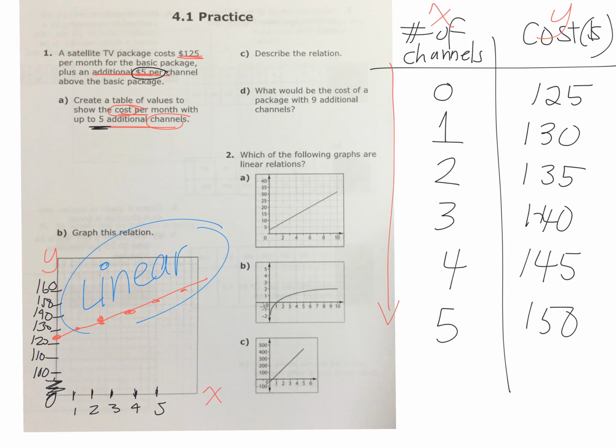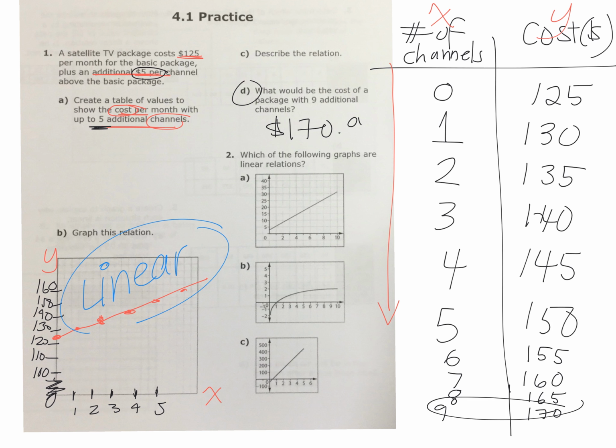Good. So before we describe the relationship, let's skip to D. It says, what would the cost be if you had 9 channels? Well, you can extend your table. Let's extend it: 6, 7, 8, 9. 6 channels would be how much? 155. Then 160. Then 165. So 9 channels would be $170.